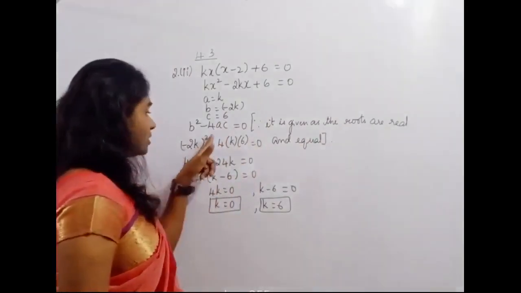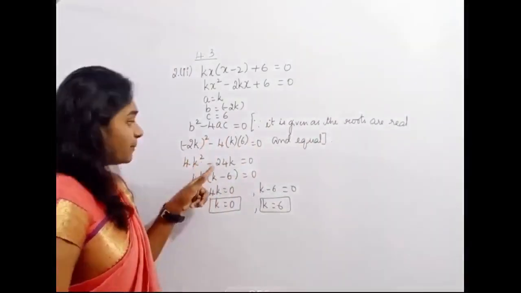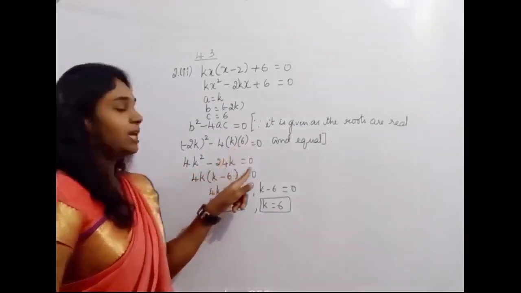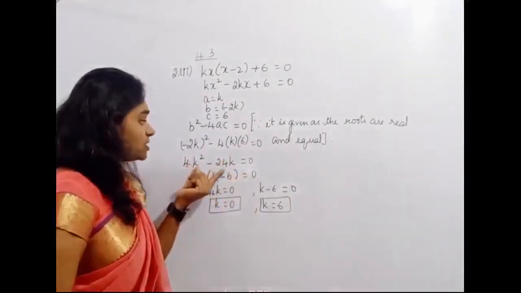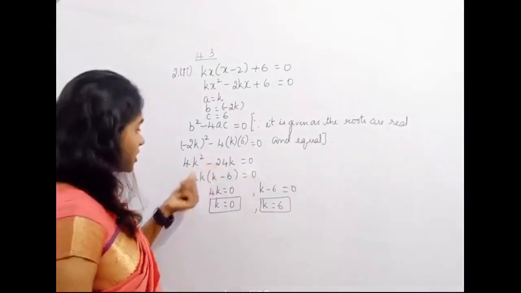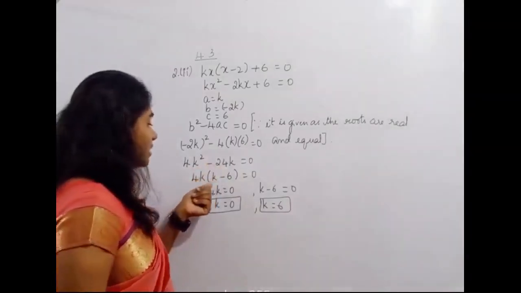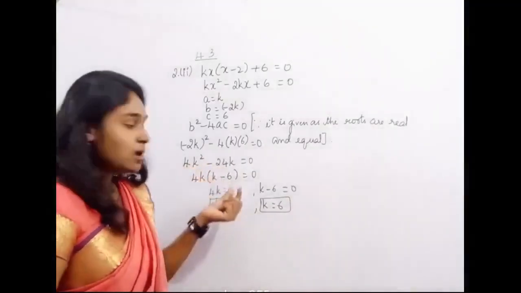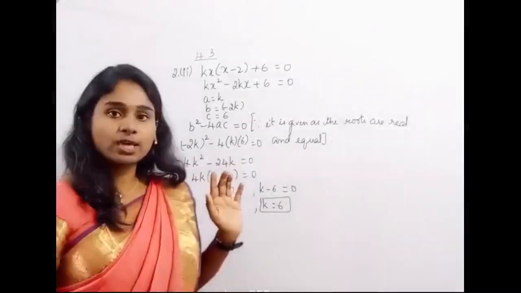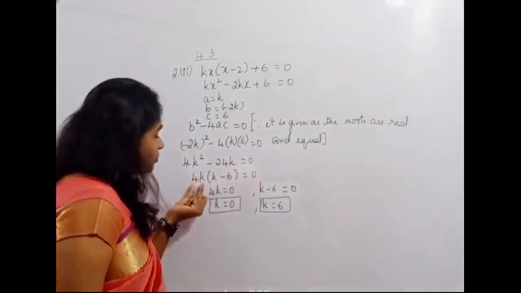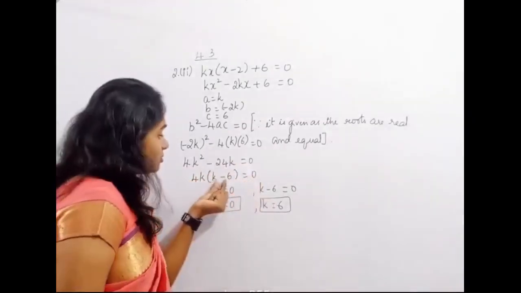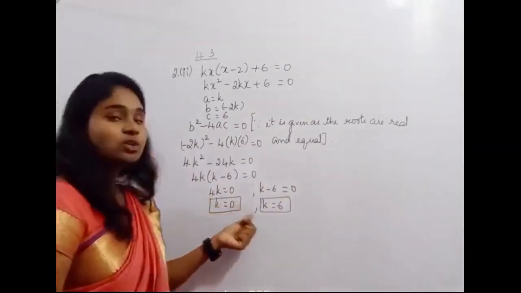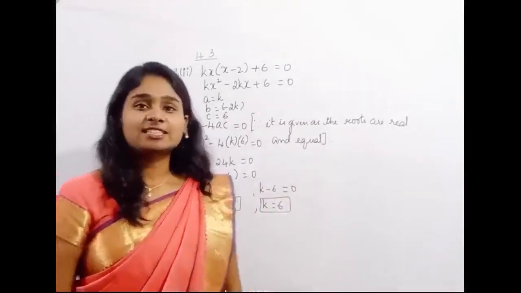So minus 2k the whole square gives me 4k square, minus 4 into 6 is 24, and 24 into k, so 24k equal to 0. Now here if you could see, 4k is common. Taking out 4k, we are left with k minus 6 inside the bracket, because 4k into k gives me 4k square, minus 4k into 6 is 24k, right? So now when I equate 4k to 0 and k minus 6 is equal to 0, we get k is equal to 0 and k is equal to 6.